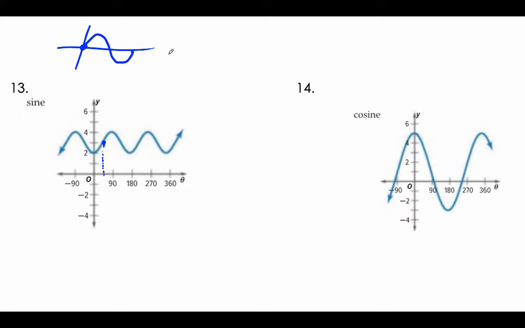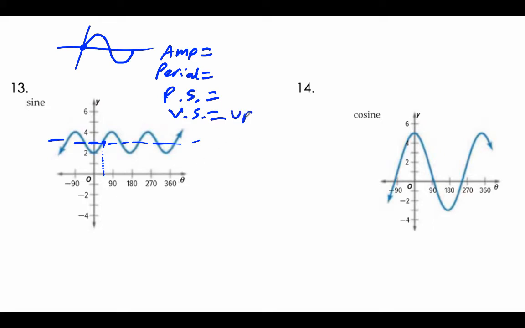So I'm going to have an amplitude, a period, a phase shift, and a vertical shift. So I think the vertical shift is 1, 2, 3. You notice that this is our midline. Y equals 3 is our midline. Vertical shift is up 3 or just plus 3. From there we go up to 4 and down to 2.